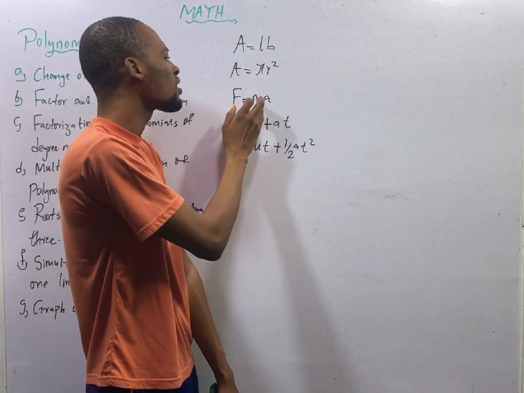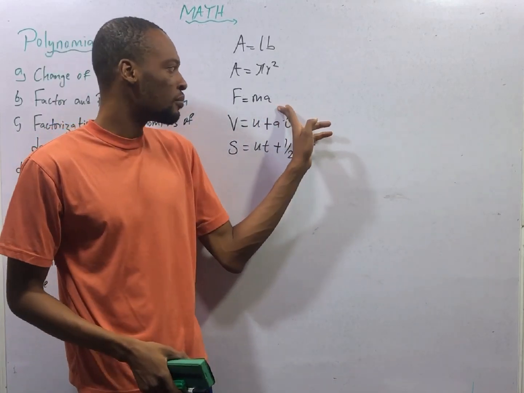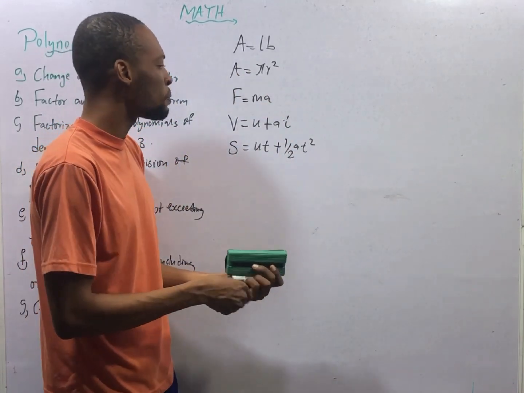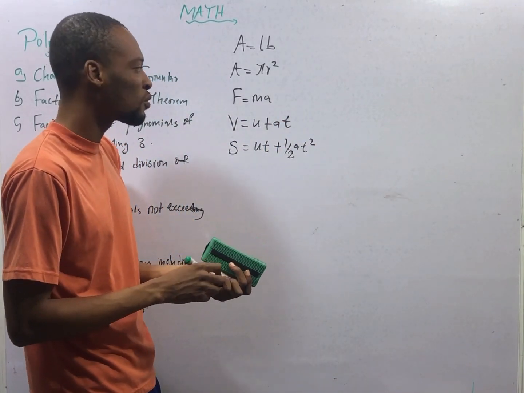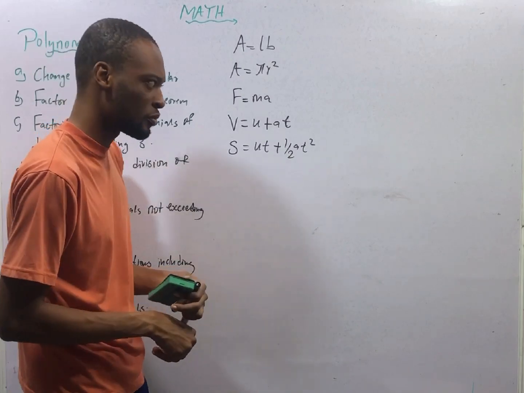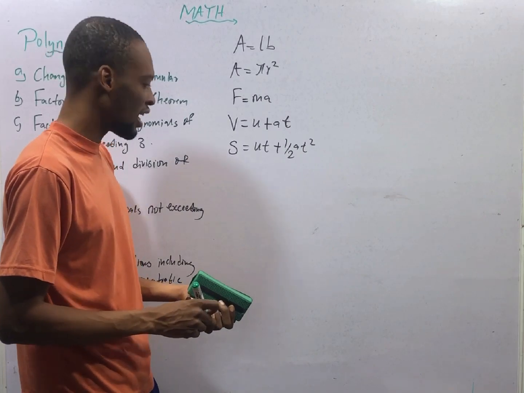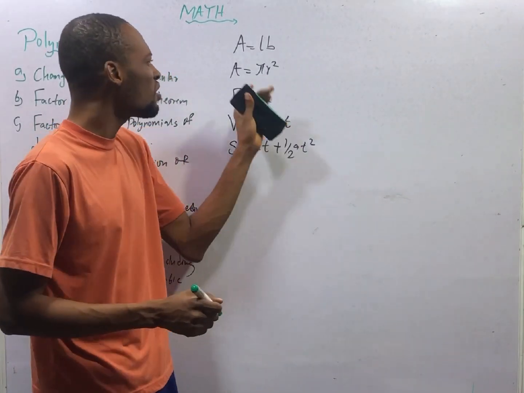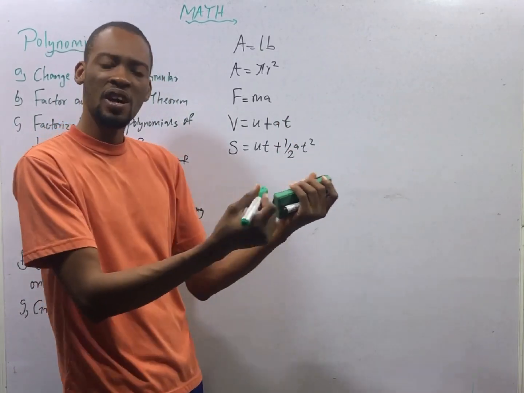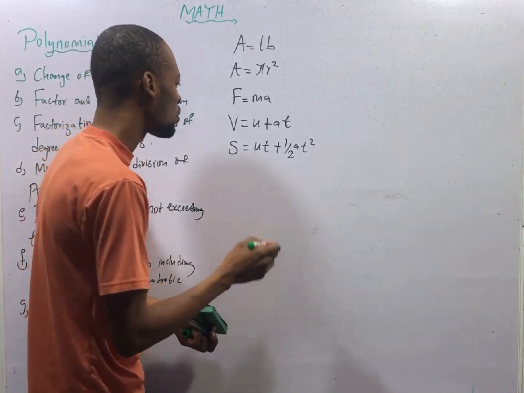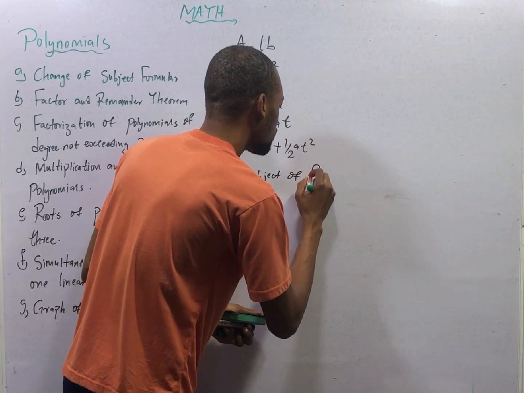F equals ma. F is a single variable that equals two other variables. A equals pi r squared. A is a single variable that equals pi r squared. Similarly, A equals length times breadth. A is a single variable that equals L and B. All these single variables you are seeing, usually on the left hand side, that every other thing is equal to, are referred to as the subject, or subject of the formula.